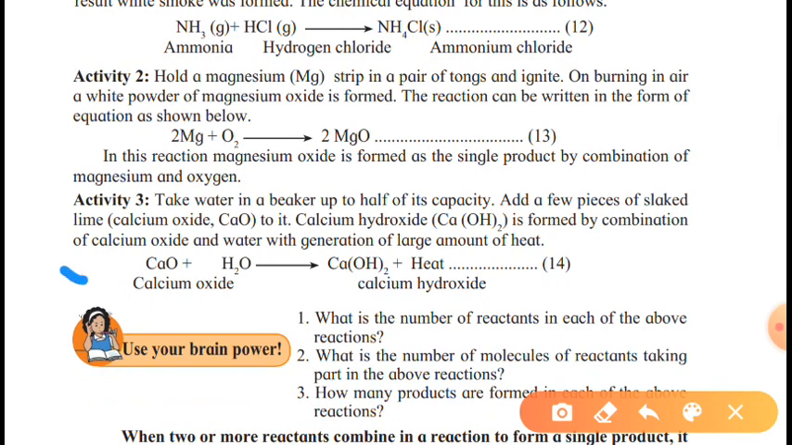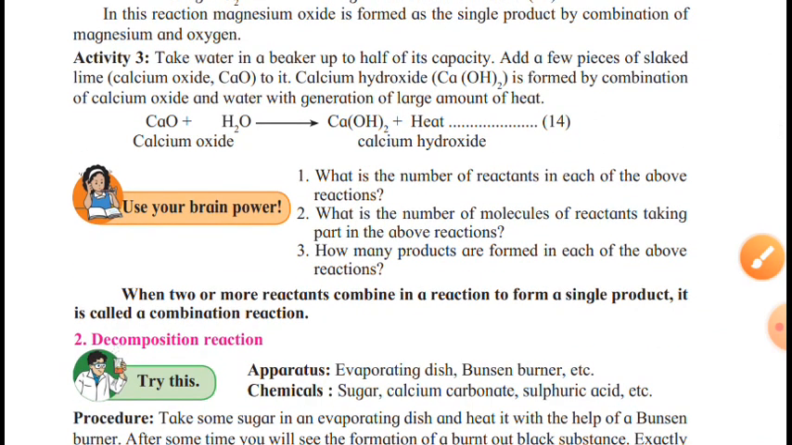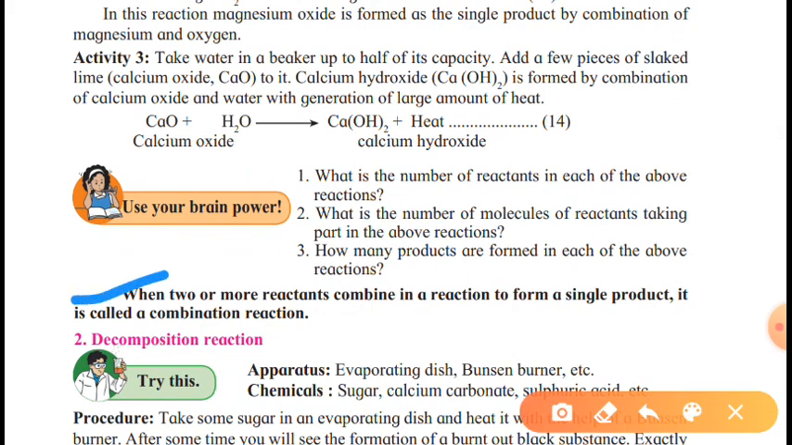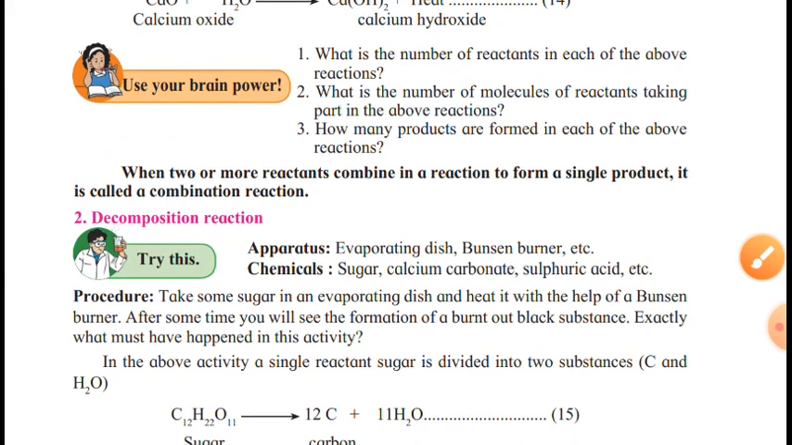If we take calcium oxide and add some water to it, then we get calcium hydroxide. Here, calcium oxide and water are the two reactants and we get only one product, which is calcium hydroxide. Here we said that when two or more reactants react to form a single product, it is called a combination reaction. Means in a combination reaction there is only one product.